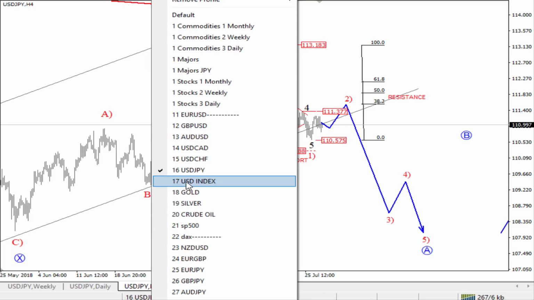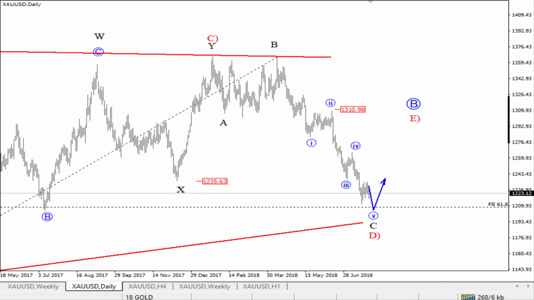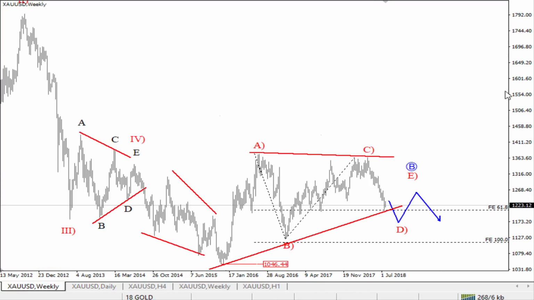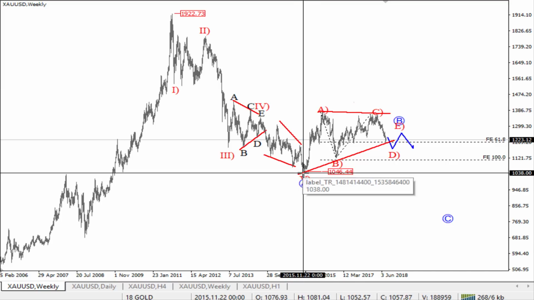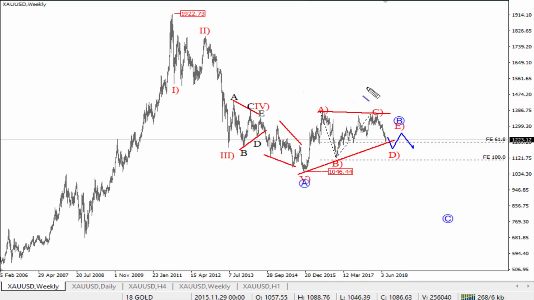Now let's take a look also at gold. On gold, as you know, we are tracking this consolidation within a downtrend. The consolidation has now been in place for almost 3 years, and it seems that it's still not over, because I'm looking at a triangle, so you need 5 subwaves, A, B, C, D, and E. Now we are in wave E.